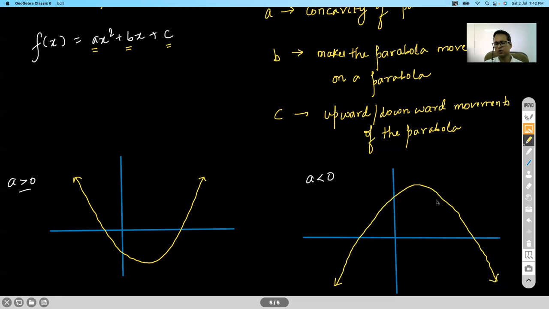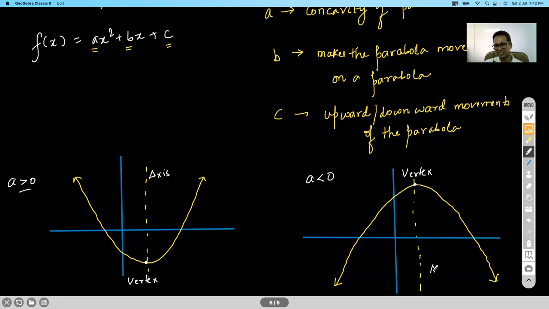Now, I'm sure all of you know what is this point called? This point or this point. It's called a vertex, right? This is called the vertex of the parabola. Later on, we learn that vertex is basically the point of intersection of the axis of the parabola with the parabola. What is the axis of a parabola? A line which cuts the parabola into two symmetrical halves. That is called the axis of the parabola. So this is what we call as axis.